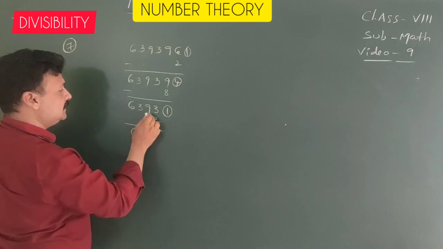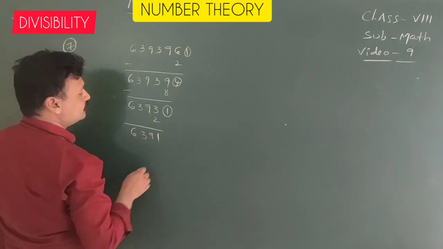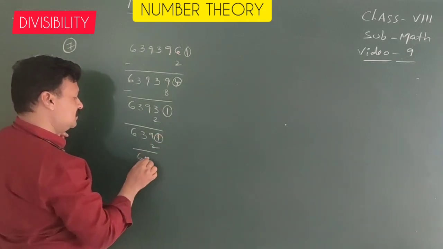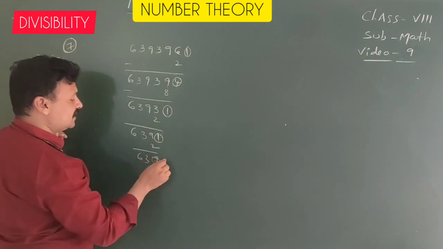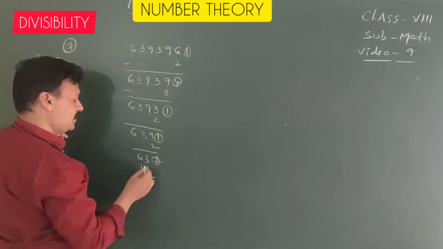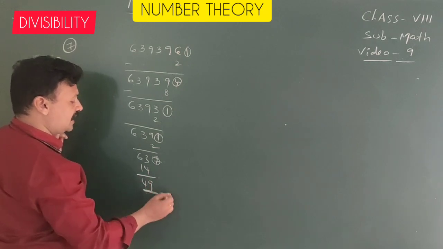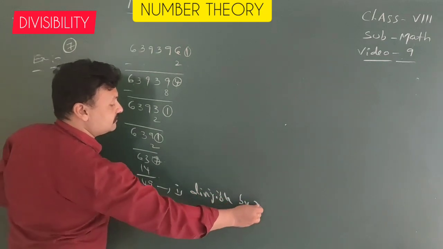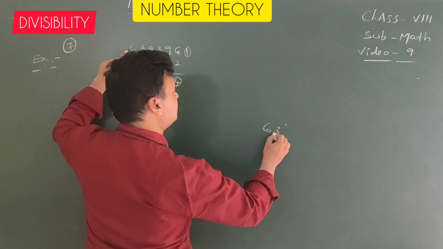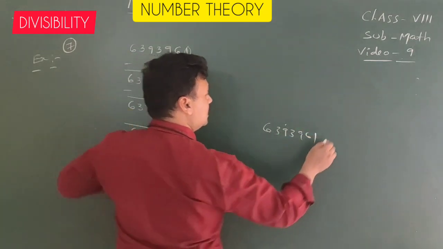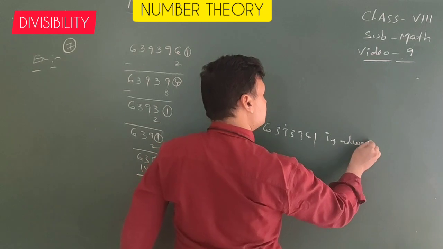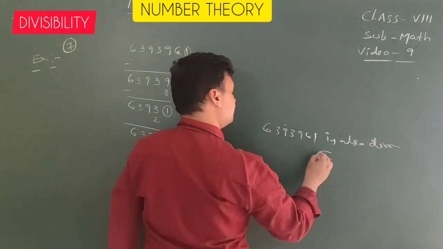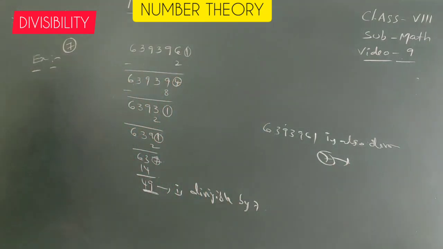So 63, here 9, 1. Now twice of 1, 2, means 637. Now twice of 7, 14. Here 9, here 4. So 49 is divisible by 7. So here the given number 6393961 is also divisible by 7.